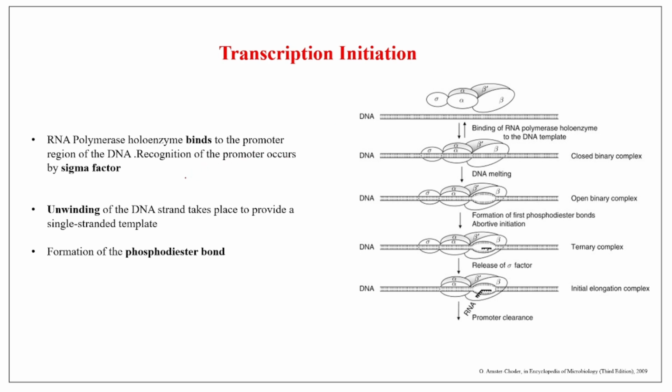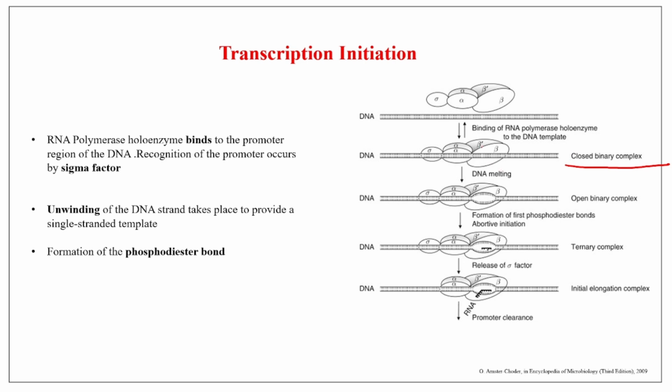Recognition of the promoter occurs by the sigma factor. This is the DNA template. RNA polymerase will come, and then the sigma factor will recognize the promoter site, and then RNA polymerase will bind to it. This is known as the closed binary complex. Why is it known as closed? Because up till now the DNA has not melted and the DNA is not opened, so it is closed. It is a binary complex because there are just two things, DNA and RNA polymerase. So it's a closed binary complex.